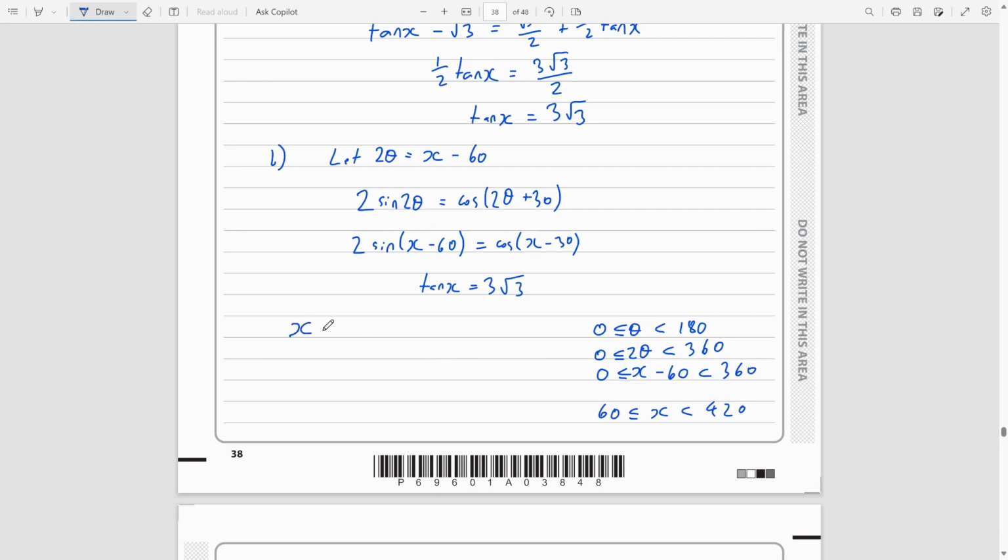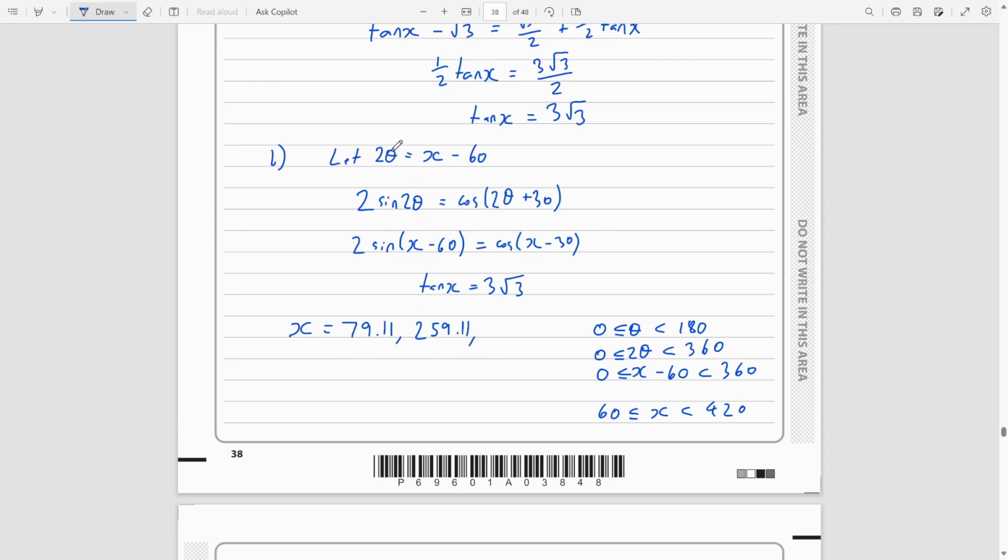So if tan x is 3 root 3, I can do inverse tan of 3 root 3, and I get 79.1. Now, that is in my range, which is good. I'm going to give myself a touch more accuracy. The next one I want, I can just add 180, because with tan we just add multiples of 180. So 259.11. If I add 180 again, it's outside of the range. So these are the two x values I want.